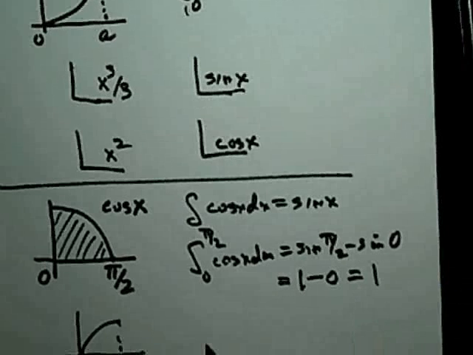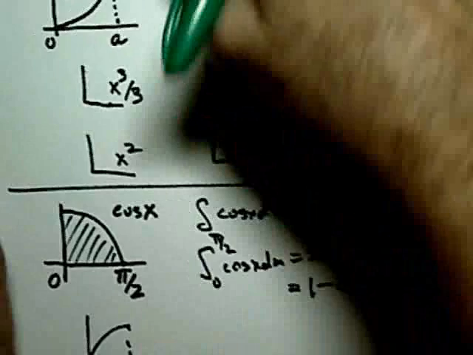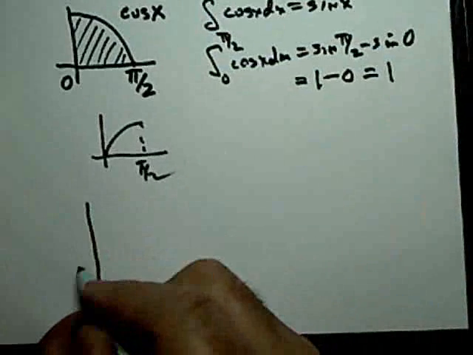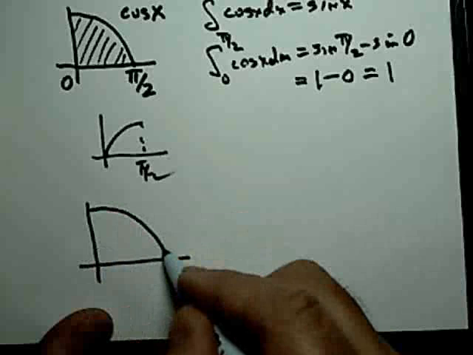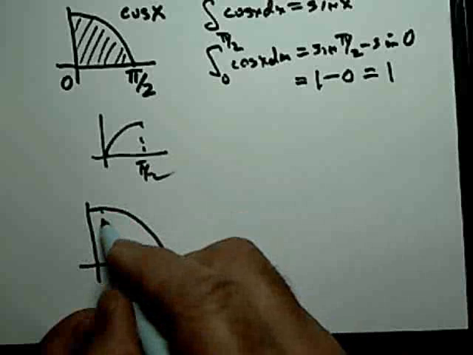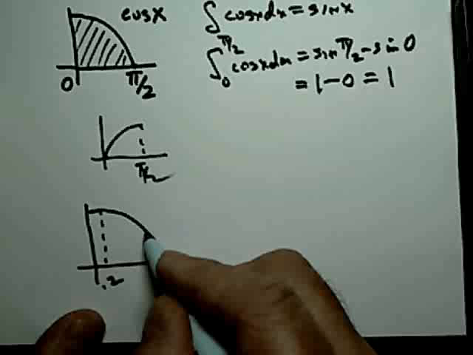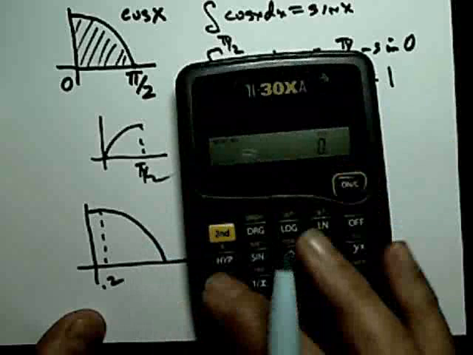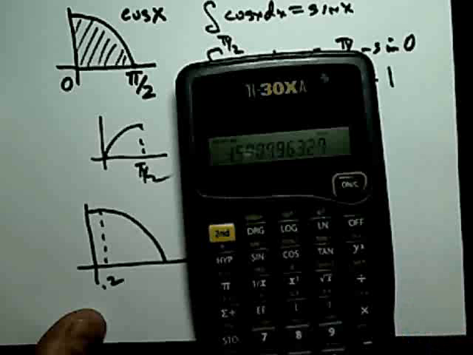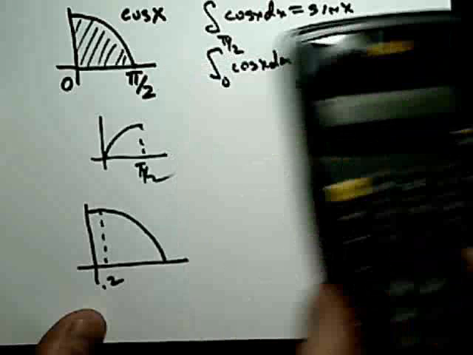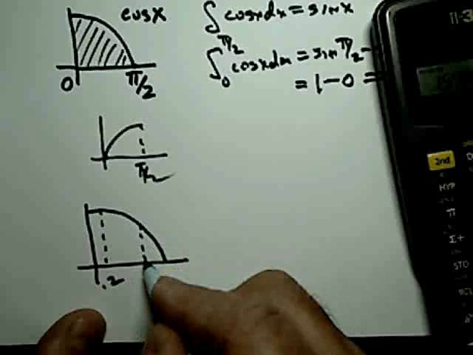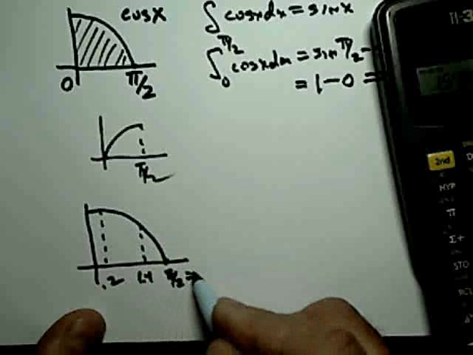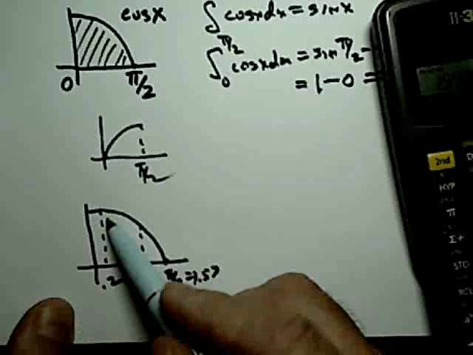As a matter of fact, let me suppose a similar problem. I just want to know what is the area under the cosine curve. And I want to start at 0.2. And I want to go, let's see, pi over 2. Let's see what that is in decimal terms. Pi over 2 is 1.57. So I'm going to come out here to 1.4, because pi over 2 is 1.57. I just saw that on my calculator. And I want to know what's this area.